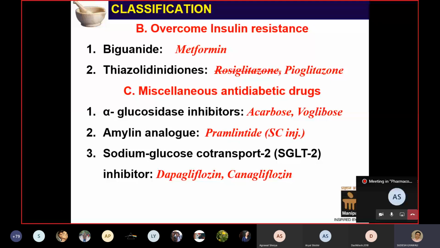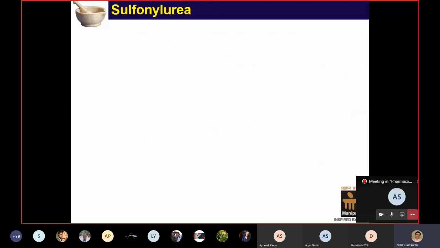By the end of this class on the drugs for diabetes mellitus, you will come to know which drug is very important and which else. So let us start the drugs one by one. Let us start with sulfonylurea.